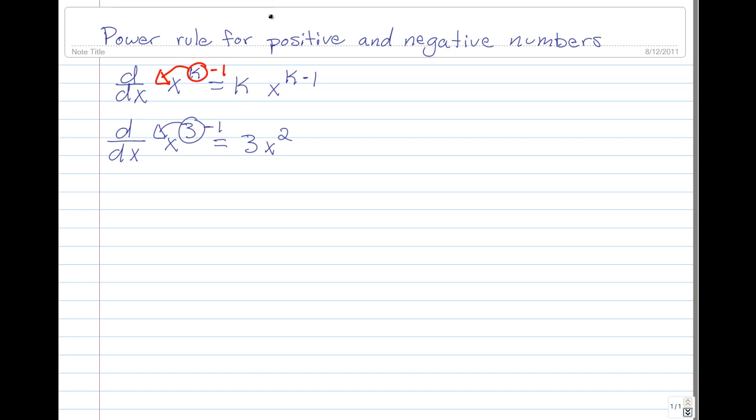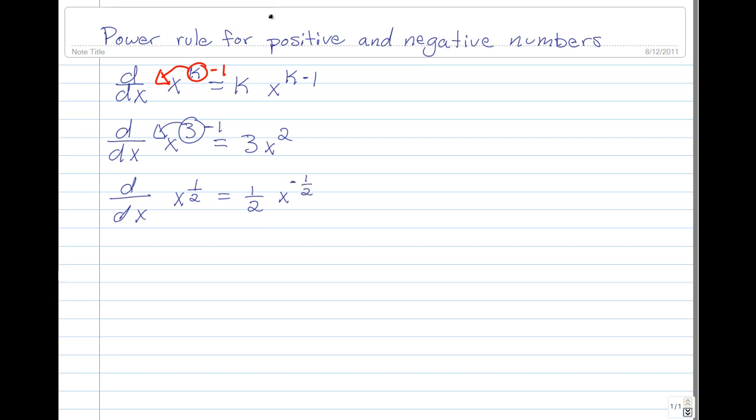Another example is the derivative of x to the power of 1/2. Here you do the same thing as before. Place a 1/2 on the left of x, and then subtract 1 from 1/2, and you end up with negative 1/2.